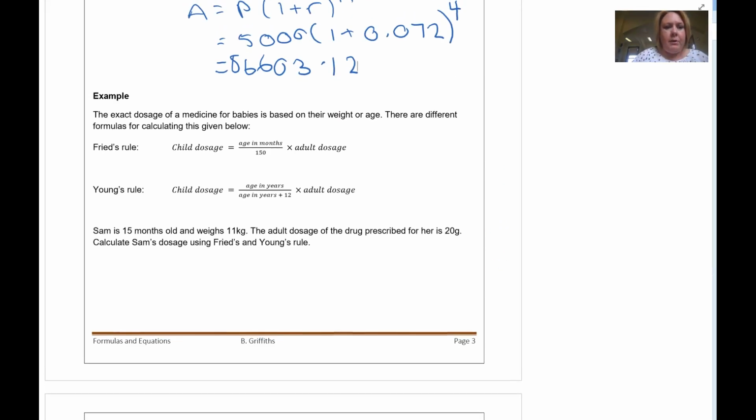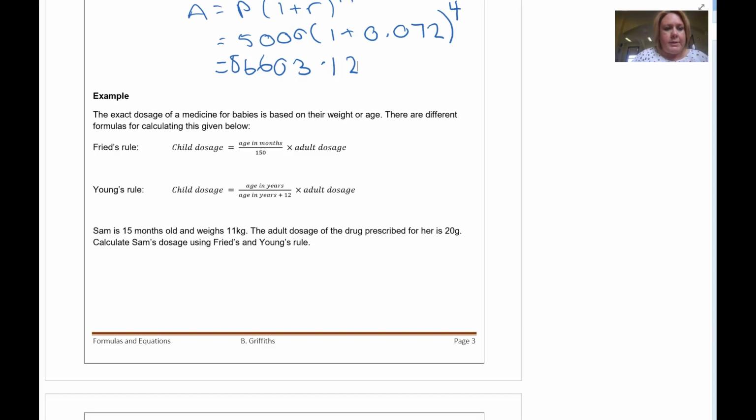The part here about medicine is in the syllabus, so we have to look at these formulas in particular. And it's Fried's rule that a child's dose is their age in months divided by 150 times the adult dose. And Young's rule is the child dose of a medicine is their age in years over their age in years plus 12 times the adult dose.